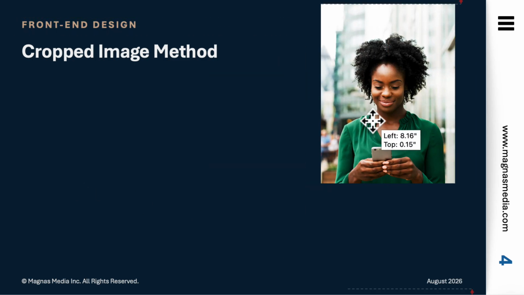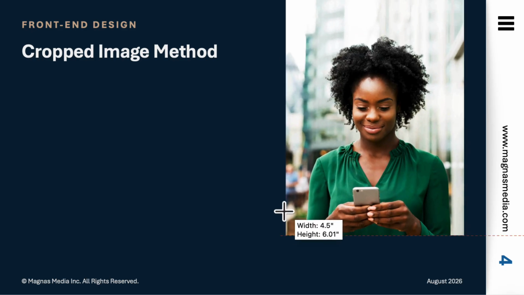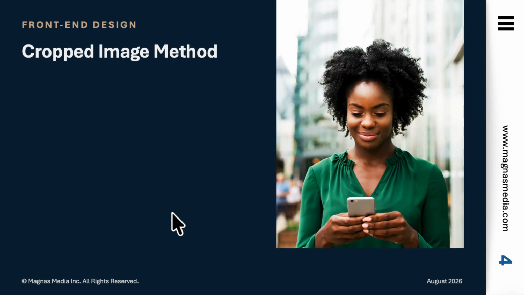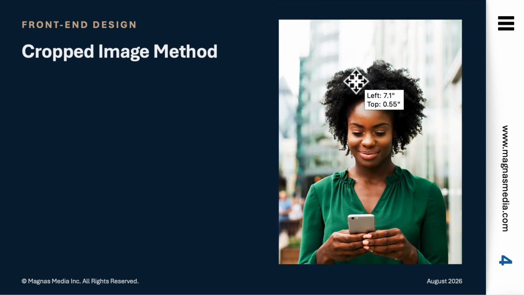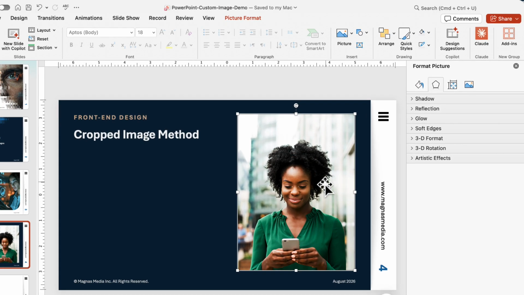And now I have something I can really place here on this slide and it's already looking much better. But what if you want to take it up a notch and you want to add some advanced corners to the image? Well, you can still do that, but not from the shapes menu because this is now a picture.